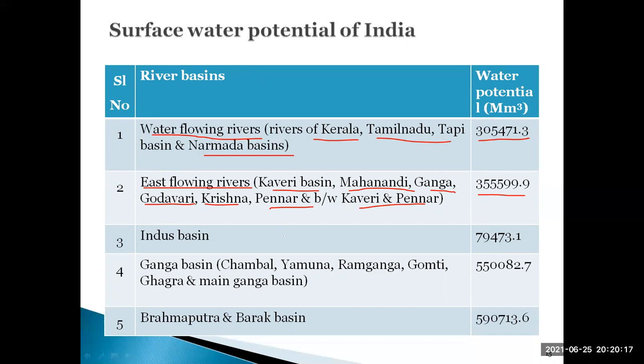In the Indus basin, it is around 79470.1 million meter cube. The Ganga basin includes Chambal, Yamuna, Ramganga, Gomati, Ghagra and the main Ganga basin. These rivers include around 55082.7 million meter cube of water potential. Similarly, the Brahmaputra and Barak basin includes 590713.6 water potential. This is the surface water potential of India, because these are all the river basins.